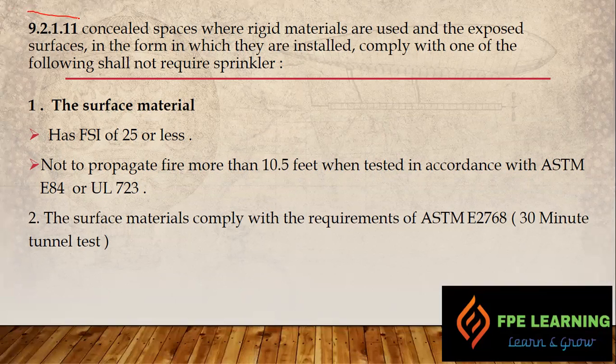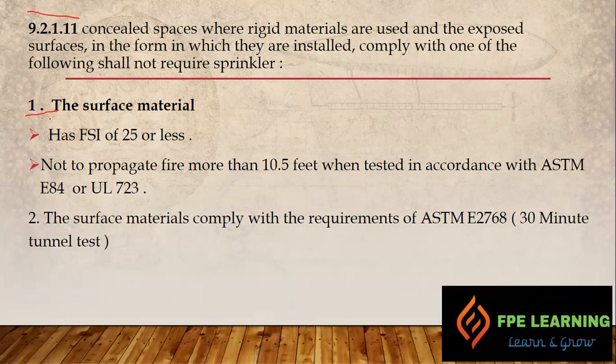Next point, 9.2.1.11, talks about rigid materials. If you use rigid material in the construction of the building, in the concealed space, and the exposed surface in the form in which they are installed complies with one of the following requirements, right? If the concealed space where rigid materials are used and the exposed surface in the form in which they are installed comply with one of the following, it shall not require sprinklers.